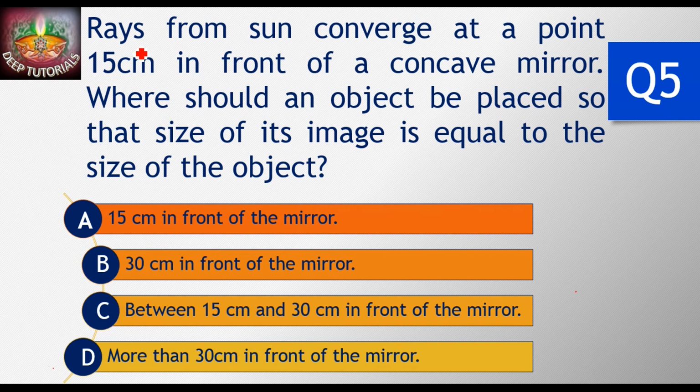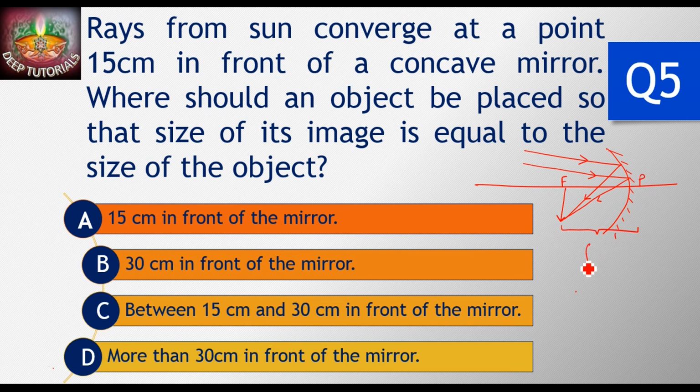Now from the question it is clear that the rays are coming from the sun. Now the sun rays are considered to be a parallel beam of light. So if a parallel beam of light is made to fall on a concave mirror, after reflection, the rays will actually converge at a point, and that point is referred to as the principal focus. So this distance of F and P will be referred to as the focal length, and according to the question, it is minus 15 centimeter.